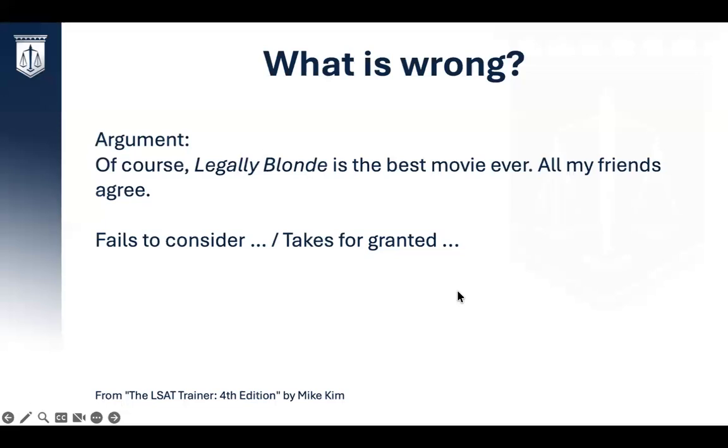Okay, so now that you're experts at this game, I'm going to have you jump in and tell me what's wrong with this argument here. Of course, Legally Blonde is the best movie ever. All my friends agree. What does this take for granted or fail to consider?